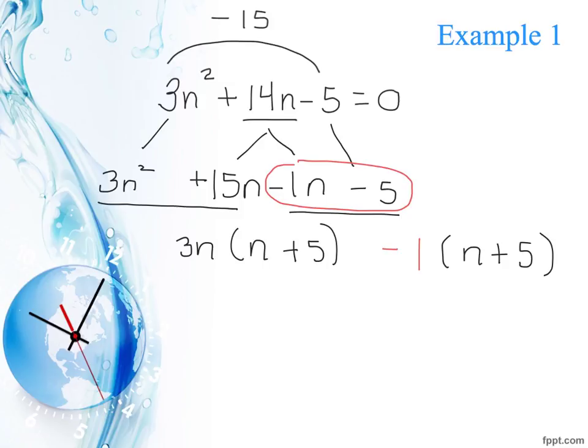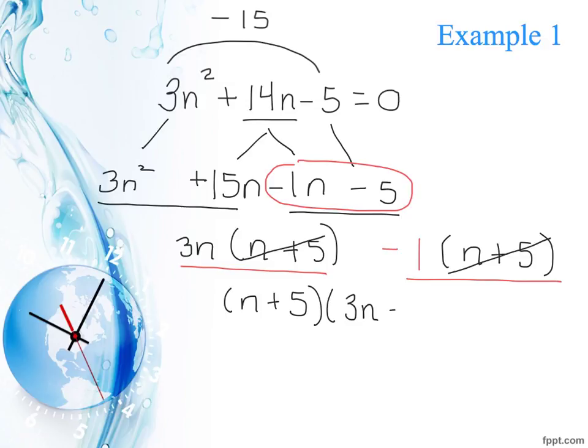So once again, using my grouping method, the greatest common factor of those two groups is clearly n plus 5, so that's one of our factors. If we factor that n plus 5 out, we'd be left with 3n minus 1. So we have our two factors that multiplied together equal the original quadratic expression. Now we set each of them equal to 0 and solve for n.